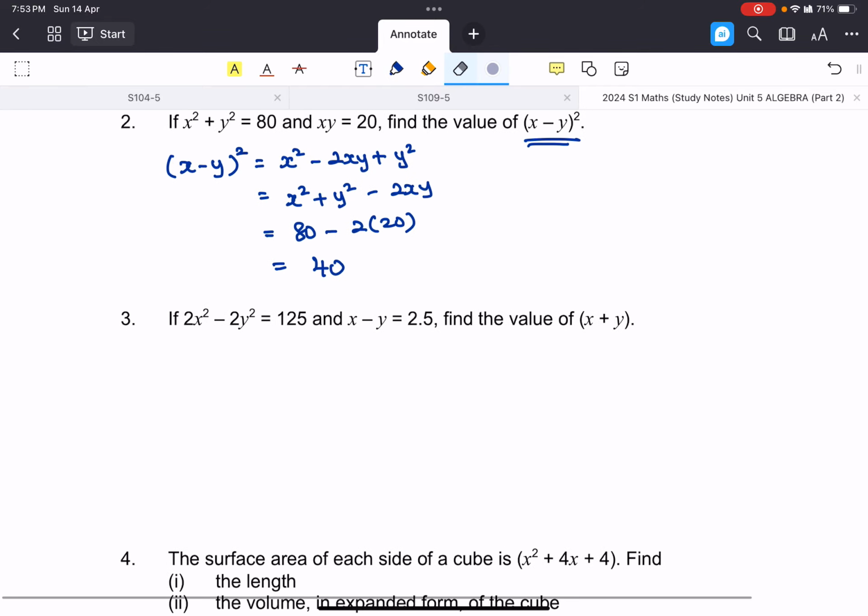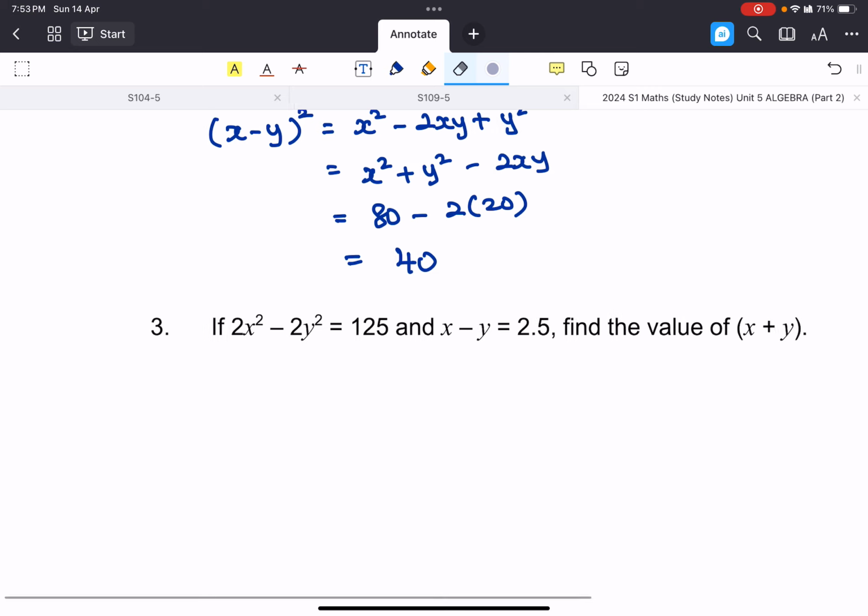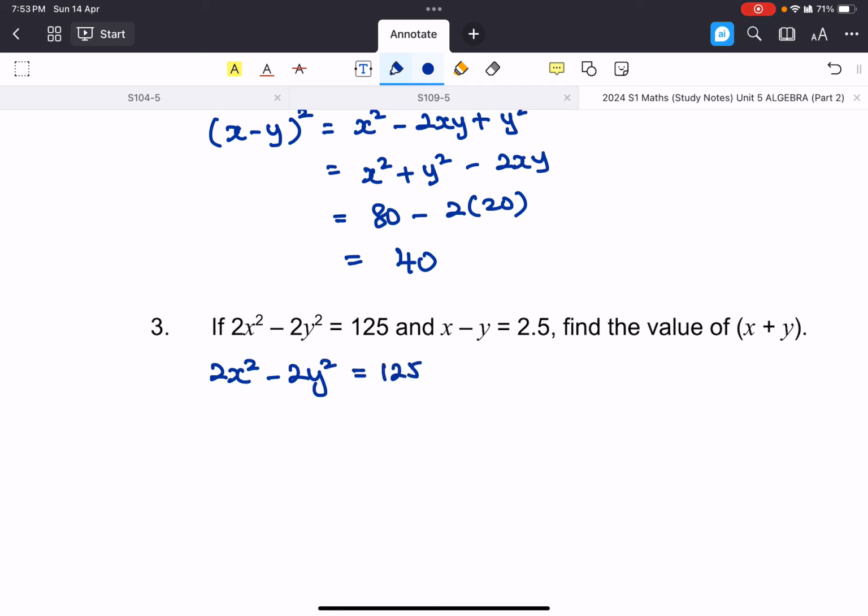How about this scenario, right? This scenario, they want us to find the value of x plus y. Sure, why not, right? So what we can do is, we start from over here. 2x squared minus 2y squared is going to be 125, right? So this tells us that x squared minus y squared is equals to 125 divided by 2, which is 62.5. Is my mental calculation okay?